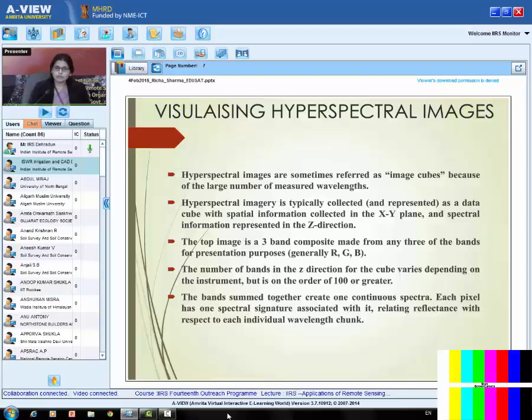And the Z direction will vary according to the number of bands present in that particular data, say 100, 150, 200 or 250. However many bands there are in the data, they will be represented in the Z direction. These bands are put together, and then we are able to create a continuous spectrum. For each pixel, we can generate a spectrum that denotes the properties of that pixel, from band number 1 to band number 250 or 224, or whatever the wavelength range is.